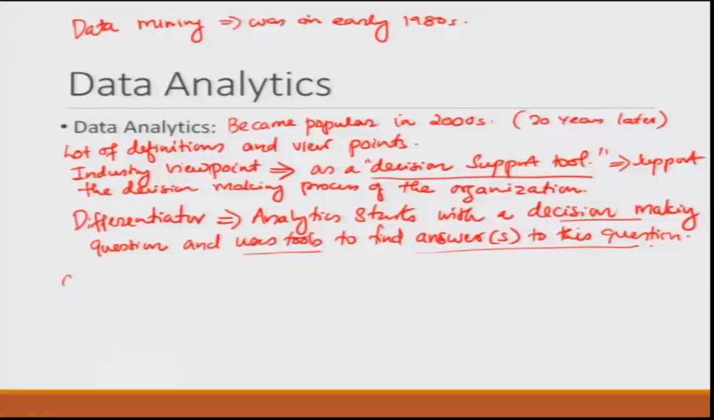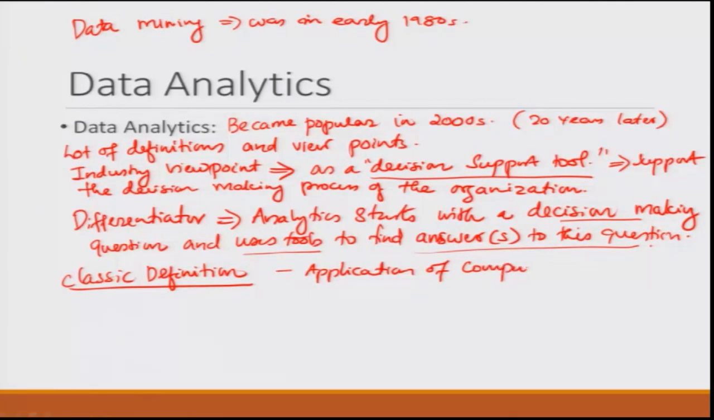You are just looking for interesting patterns. Whereas in data analytics, you have a specific question as a decision maker and you are using the data to find an answer to the question. The classic definition of analytics mentions that it's an application of computers to analyze large data sets.